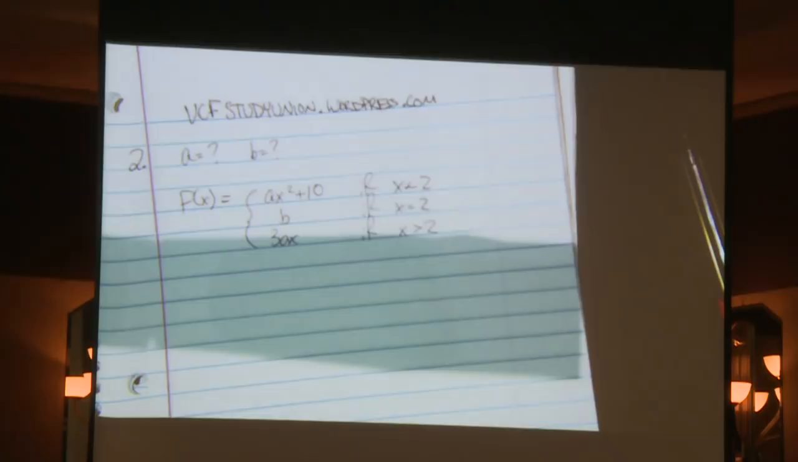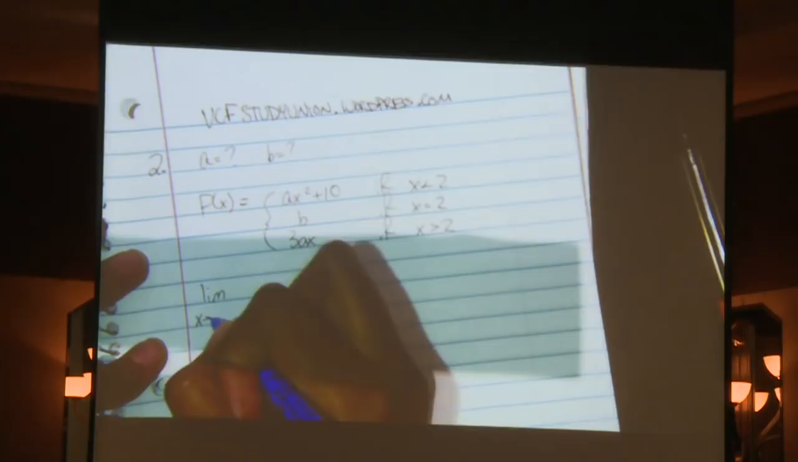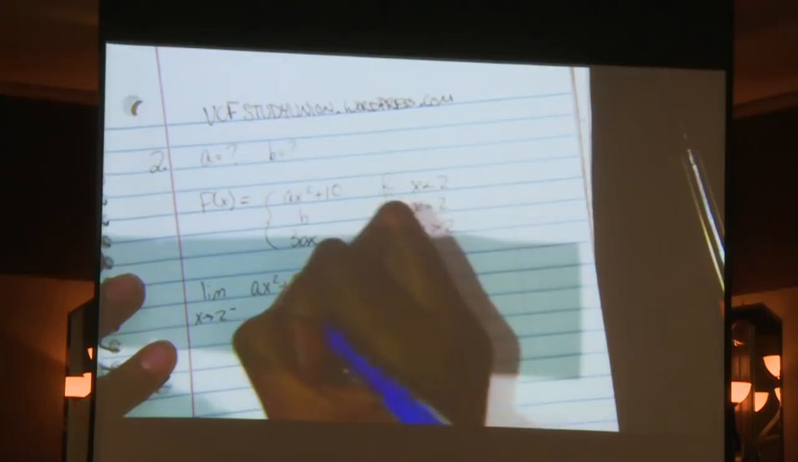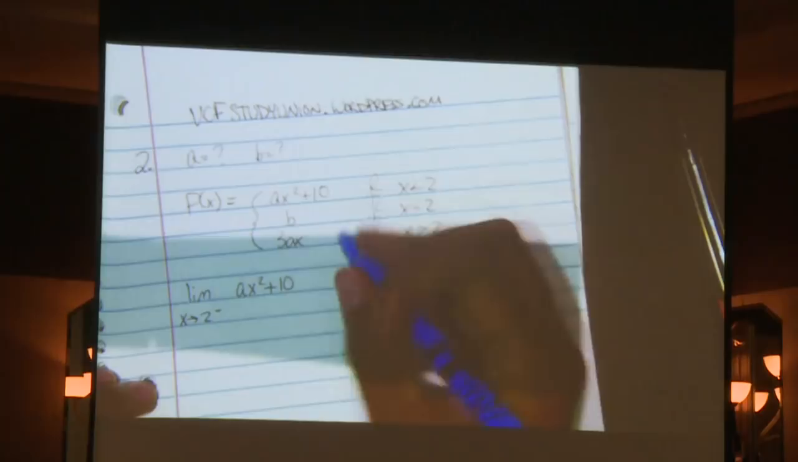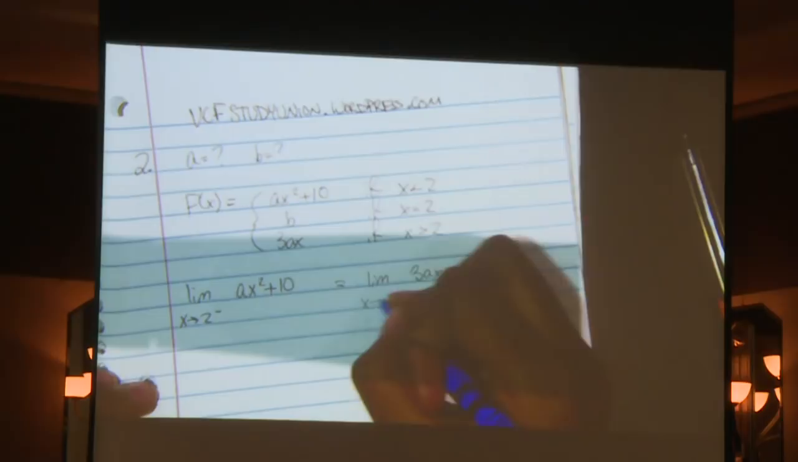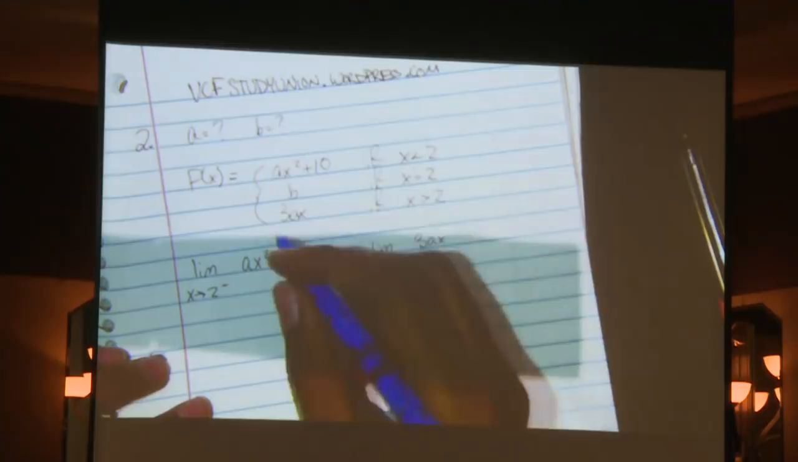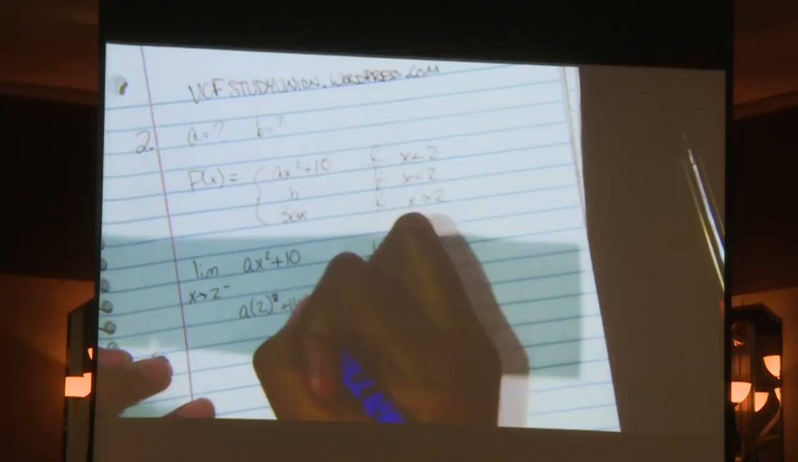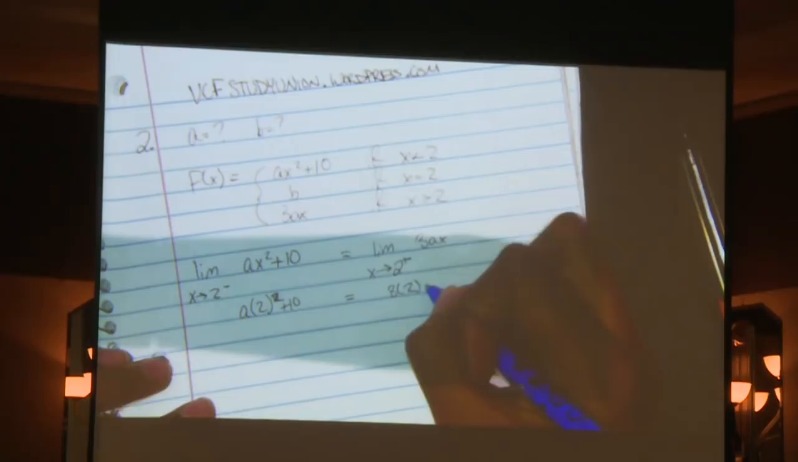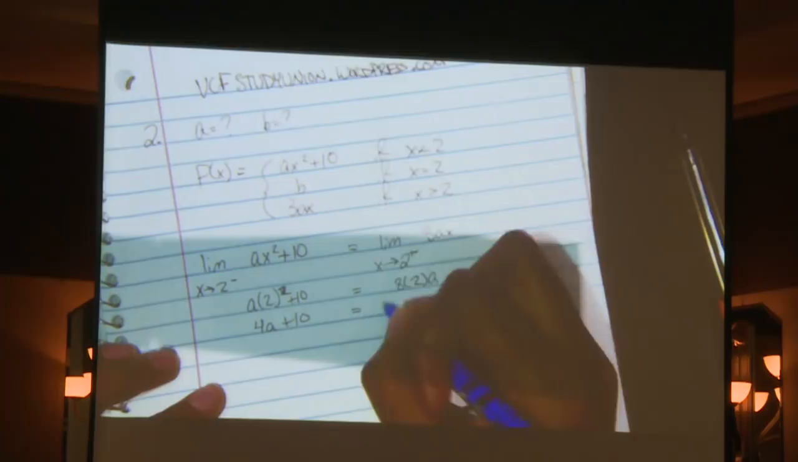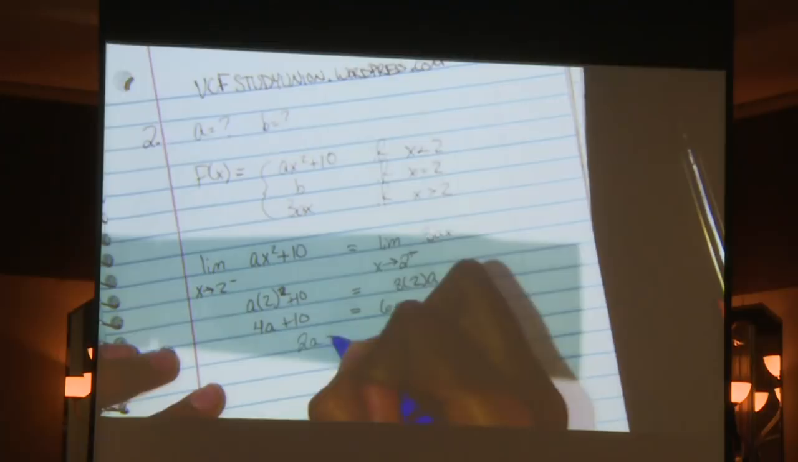Cool. So let's go ahead and write those equations out. So the limit as X approaches 2 from the left of AX squared plus 10. And those are approaching each other, so I'm going to set those limits equal as X approaches from the right. And then I'm just going to take the limit and plug it in. So A, sorry, that's a 2. Okay, so now I have 4A plus 10 equals 6A. Then I solve, and I end up getting 2A equals 10, then I get A equals 5. So when A equals 5, those functions are defined.